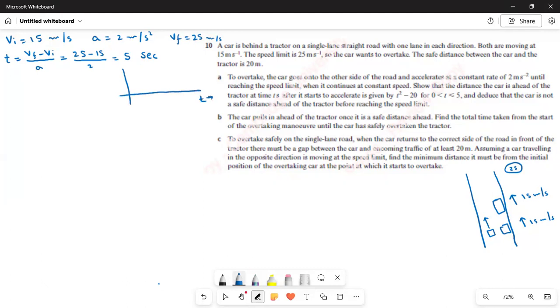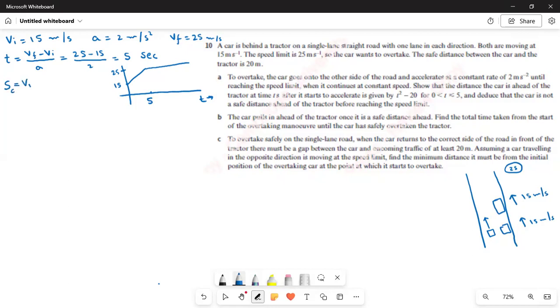Okay, it means if we look at the velocity time curve for the car, it started with a speed of 15 and accelerates for 5 seconds, and its speed becomes 25, and then it was moving with a constant speed of 25 meters per second. Okay, so this is the speed time curve of the car. Now, how much distance has it traveled?